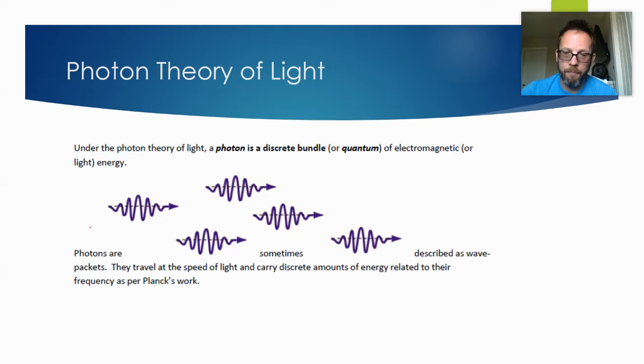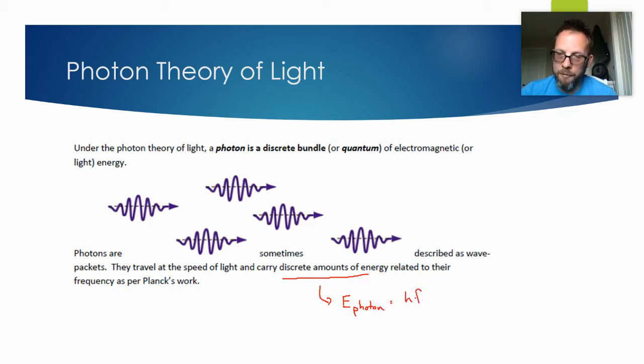Get it right here. If I can find my cursor. Where is my cursor? There it is. Those discrete amounts of energy is this, the energy of a photon. This equation was up there earlier. It depends on its frequency.